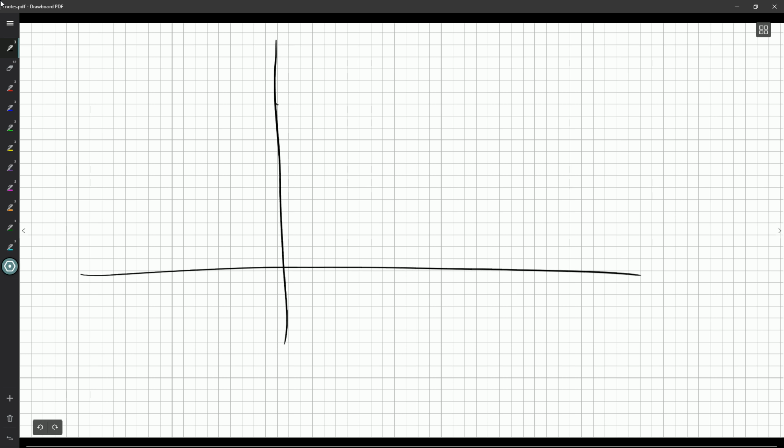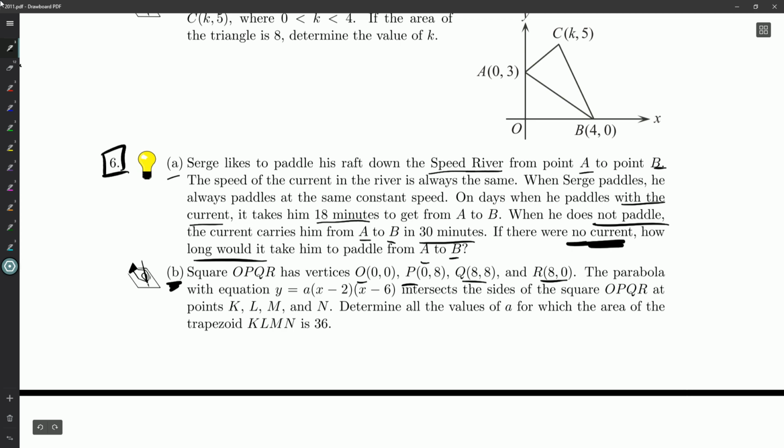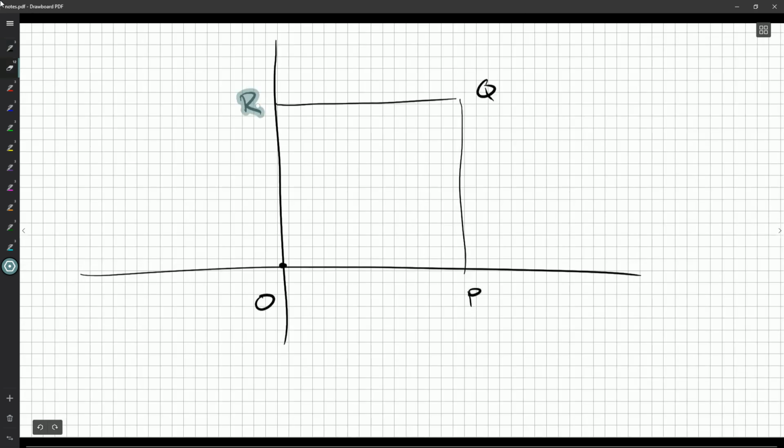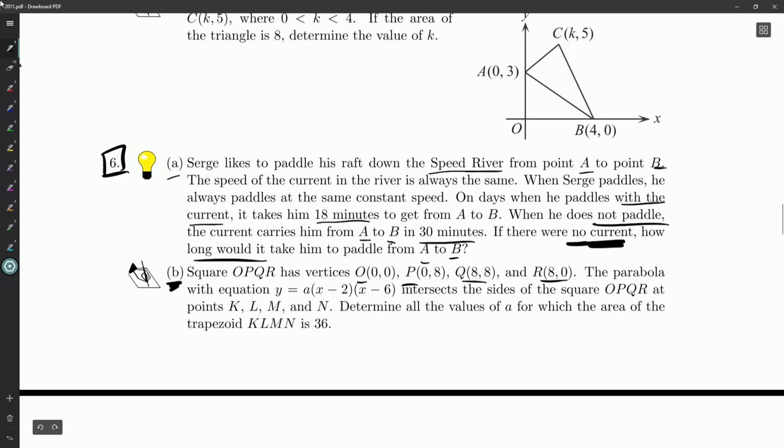So they've got the word parabola in there, so we might have to draw a parabola. So O, P, Q, R, I think is the order. P is at 0, 8. No, I got it wrong. We go up to P, we go right to R.